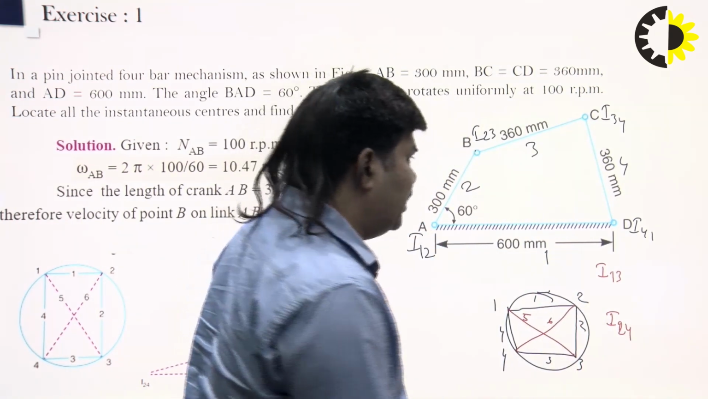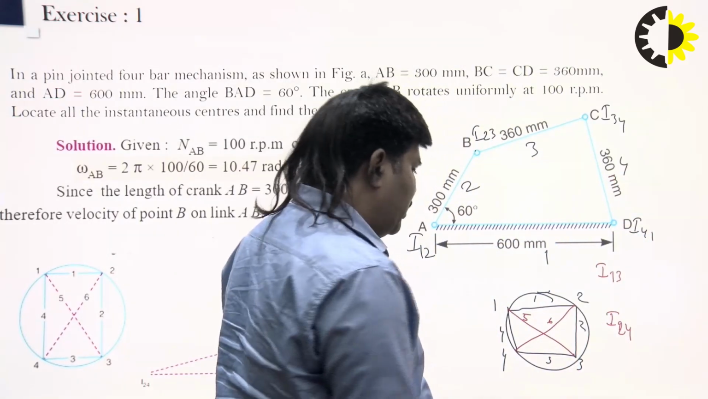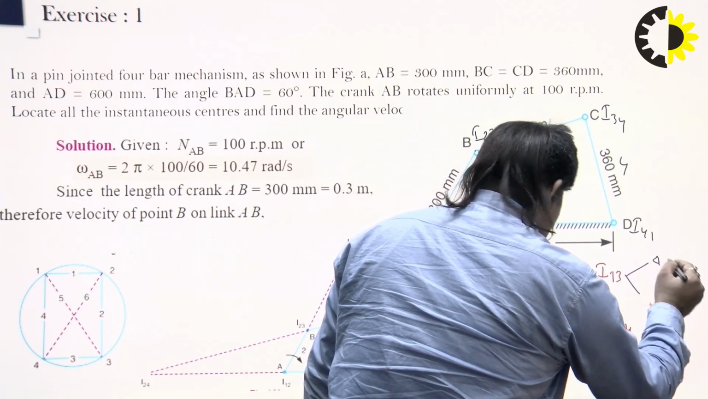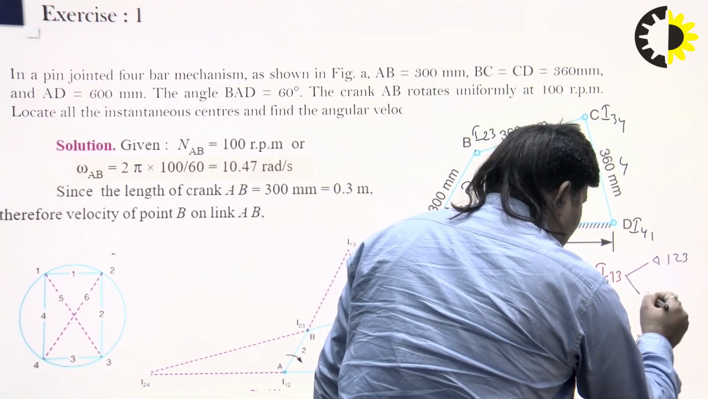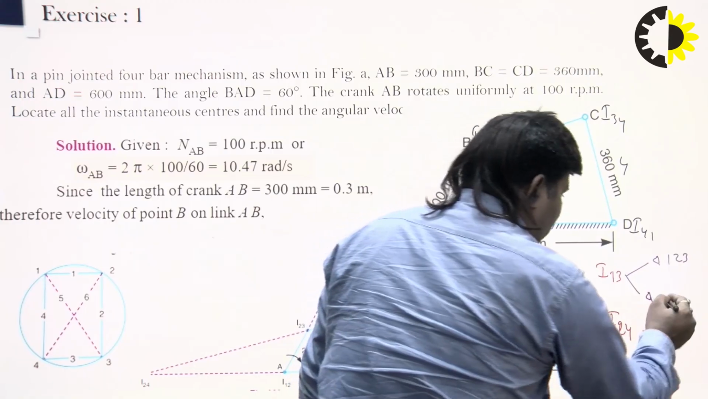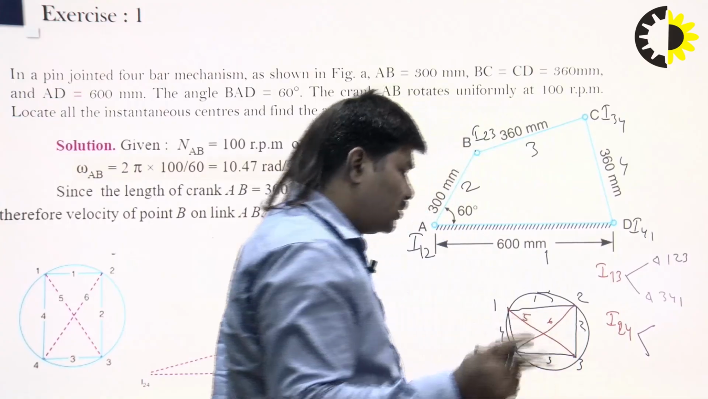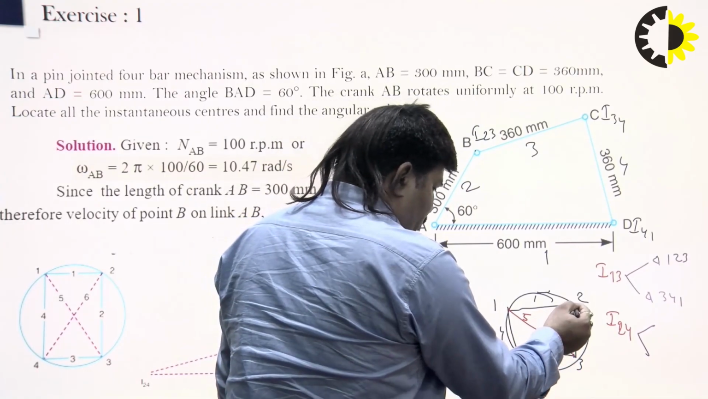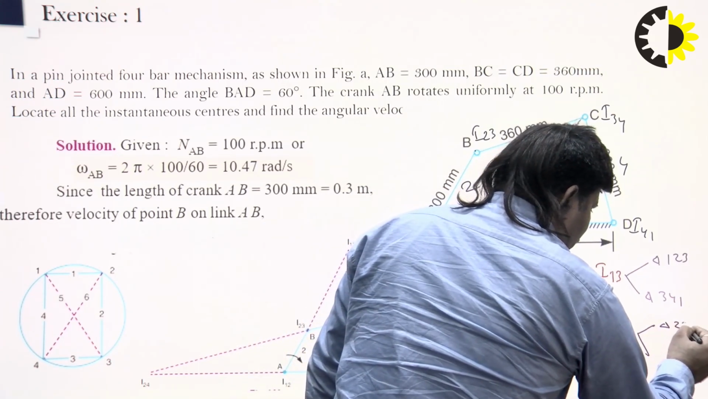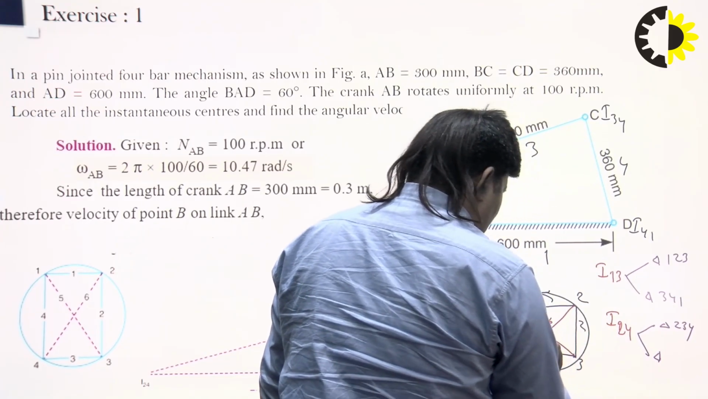So you can see here there are 2 triangles in the case of I 1, 3: triangle 1, 2, 3 and triangle 3, 4, 1. In the case of I 2, 4, there are 2 triangles: triangle 2, 3, 4 and triangle 4, 1, 2.